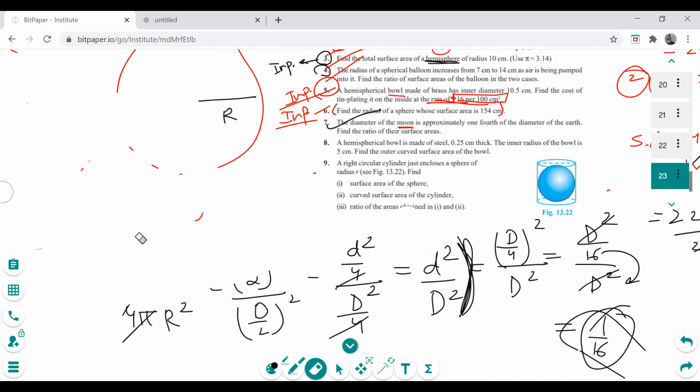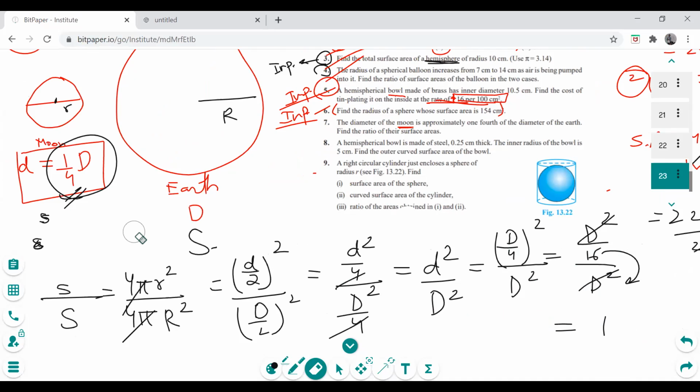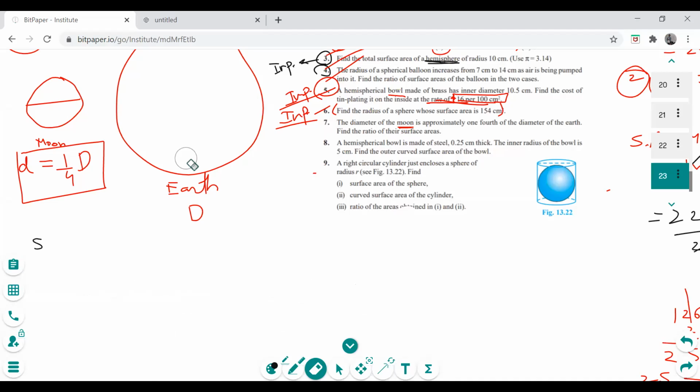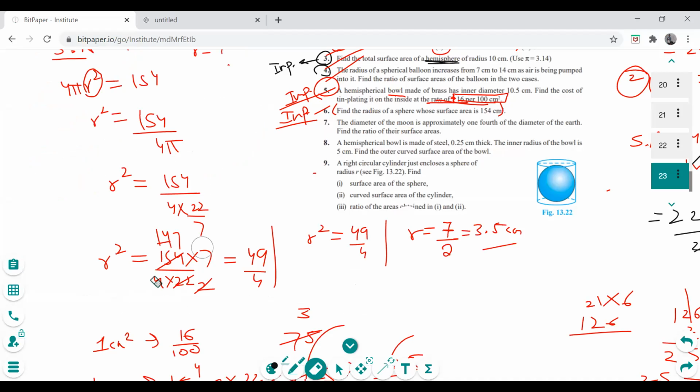Let's go for question number... How about I do control Z? Yeah. Undo. Okay, that's not a good undo.